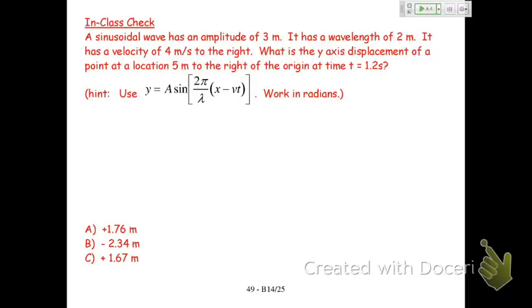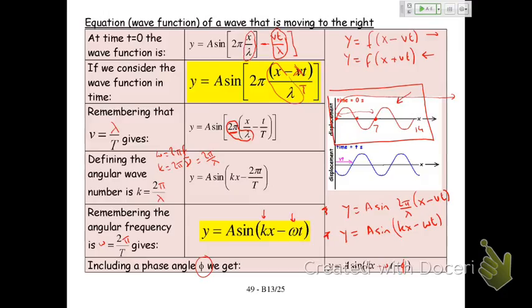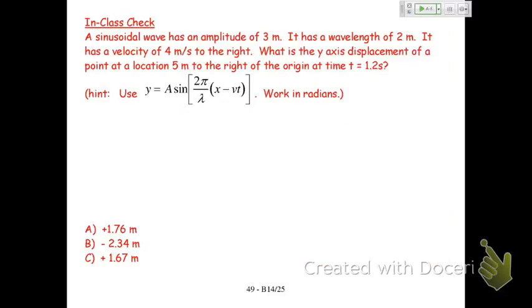So welcome back. Last time we did these two equations. We did the linear version, which involves wavelength and velocity, and then the angular version, which involves the angular wave number and the angular wave frequency. So let's do an example of this.